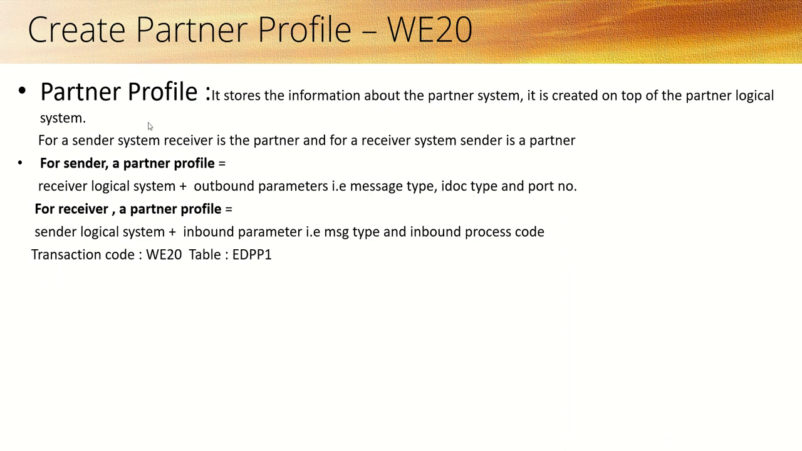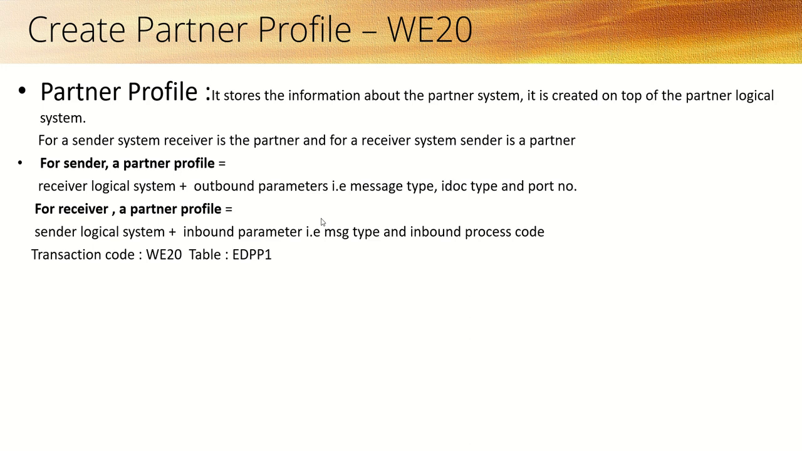And for creating a partner profile, we need to maintain in the sender system the receiver logical system, the outbound parameter, that is a message type, and the port number. And on the receiver side, we need to maintain the sender logical system, inbound parameters, that is a message type, and the inbound process code. Transaction code is WE20.